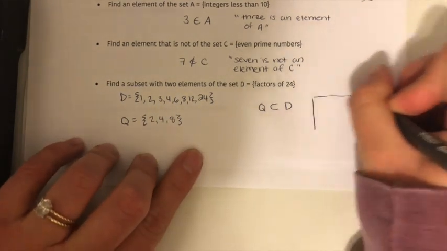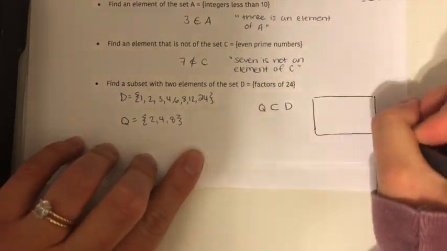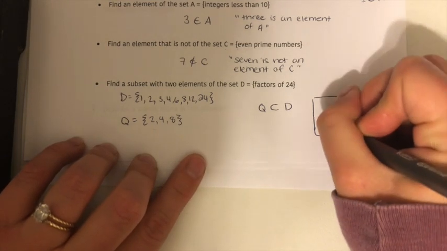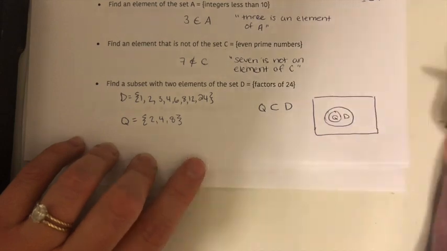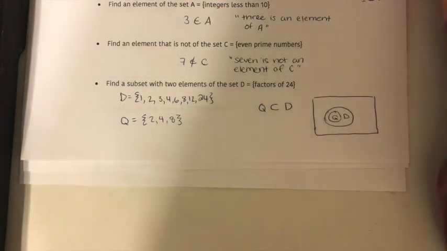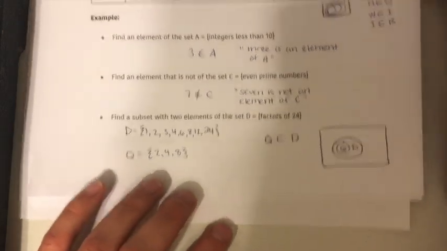If we wanted to draw a picture, we could say if this is Q, it exists within D. Okay, so we did that yesterday. We just didn't know it was called a subset yet.